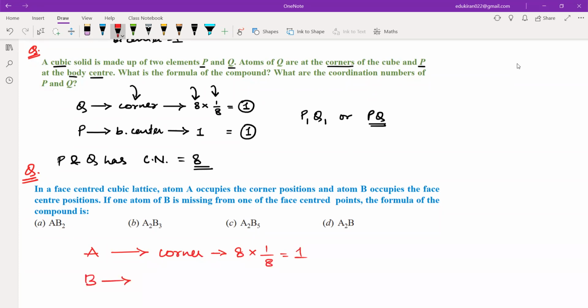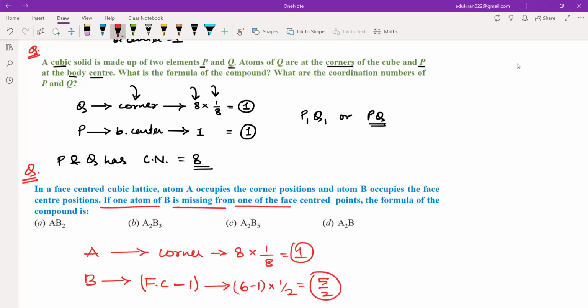Where is B? Face center. But if one atom of B is missing from one of the face centers, that means face center minus 1. So how many face center atoms are there? 6. 6 minus 1 into, what is the contribution? All of you understand this, right? Yes, because it is saying one atom is missing. What is the contribution of each face center atom? 1 by 2, half. This will be equal to 5 by 2. Correct?